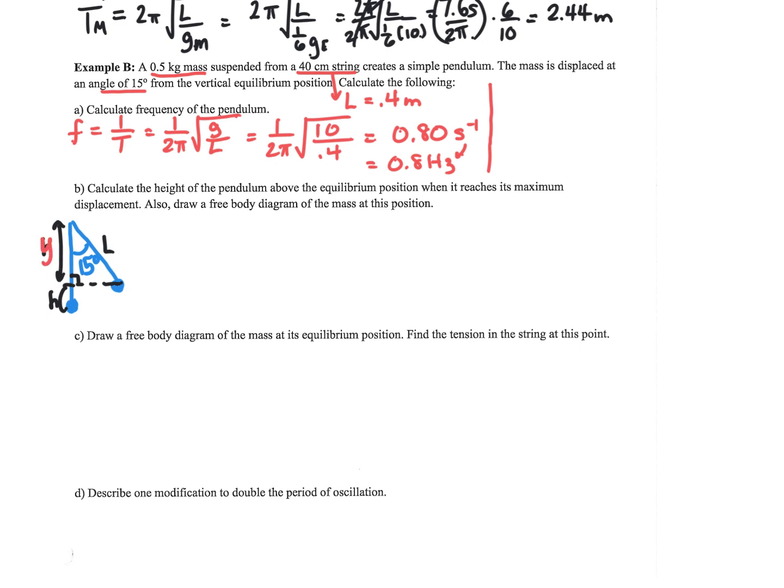So here's our triangle. So if we look at this from that standpoint, what do we know? We're looking for adjacent, so this would be adjacent. We know this is hypotenuse, don't we? Adjacent over hypotenuse is going to be cosine. So cosine of 15 degrees is equal to that value y over L. So let's see if we can find what y is.